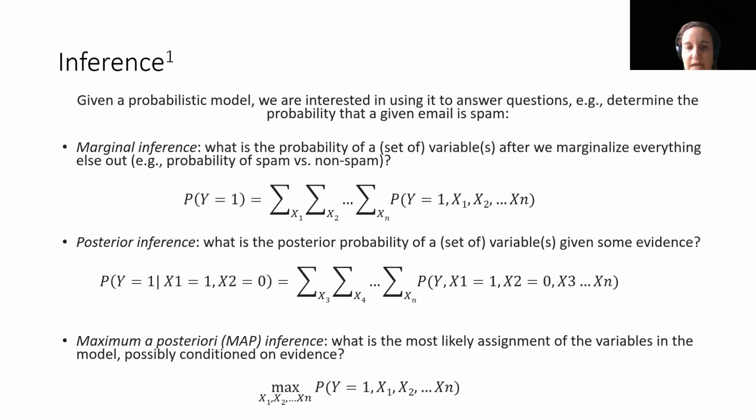Okay, and the last one is what we call the maximum a posteriori, which is what is the most likely assignment of the variables, possibly conditioned on some evidence. So posterior inference and maximum a posteriori are connected in the sense that one can be mapped to the other. Okay. Any questions on this? And these are the three questions, these three queries that we will be using. Okay. Any questions here? No.